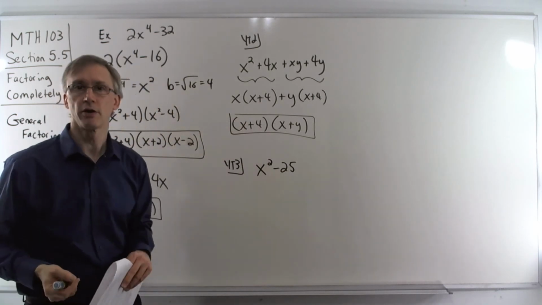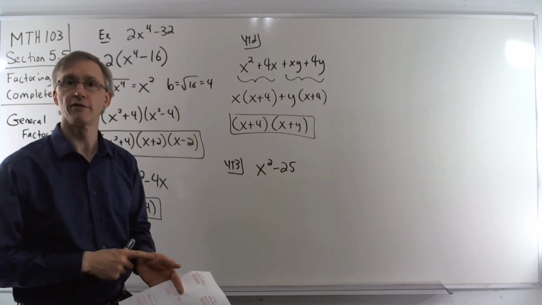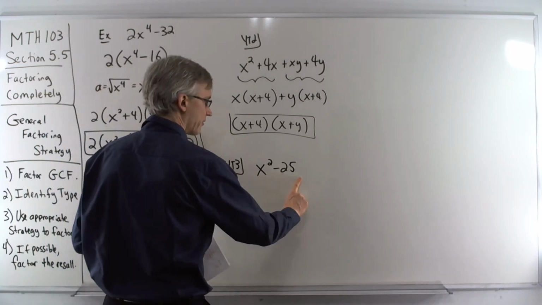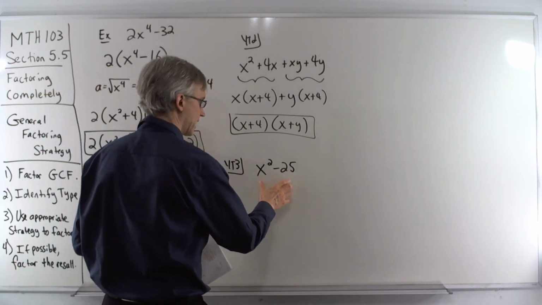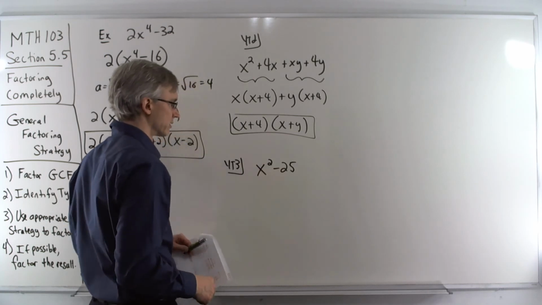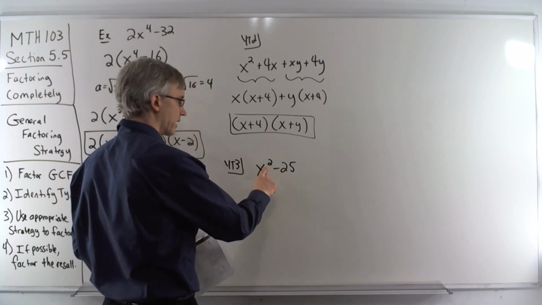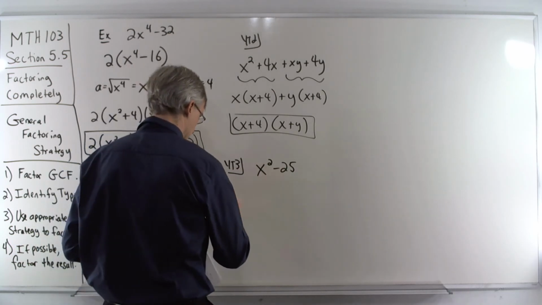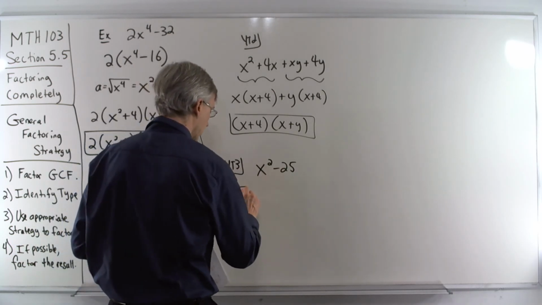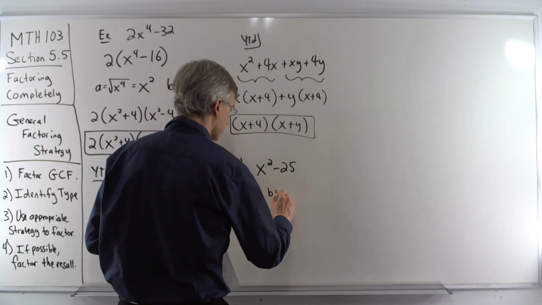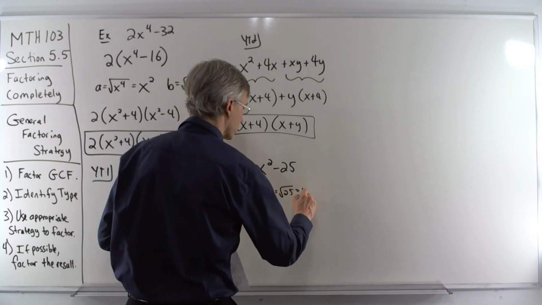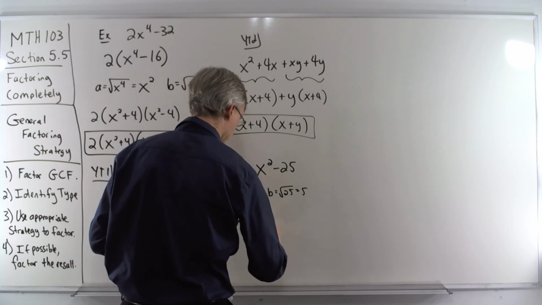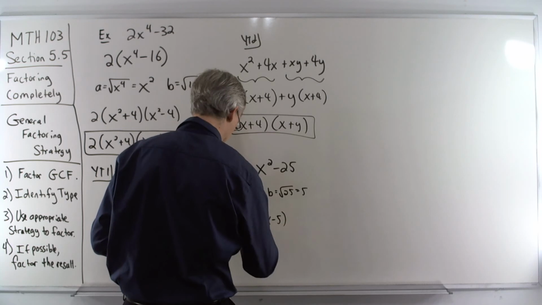So we've got a 2-term polynomial, so it has to either be GCF or difference of squares. We have no common factors between those 2 terms, so this has to be difference of squares. As it turns out, we got a perfect square in x squared and a perfect square in 25. So difference of squares it is. A is the square root of x squared, which is x, and b is the square root of 25, which is 5. So using the difference of squares formula, we got x plus 5 times x minus 5.